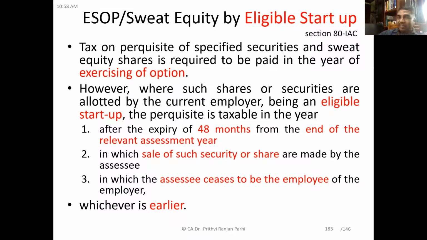Okay. To understand this, we need to refer to section 80 IAC, and the summary of that section is here. So in case of an eligible startup, the taxability can be deferred. Through proper tax planning, it can be deferred, at least if someone tries, for 4 years. That's the benefit. So deferment of tax is also a kind of tax planning, is it not? The liability you are not paying now, but you are paying up to 4 years later. Understood?